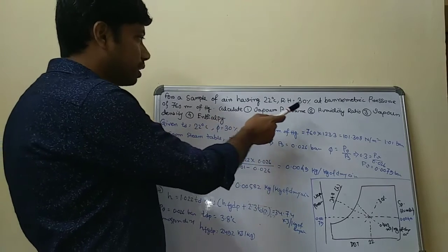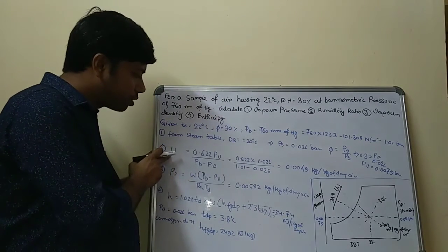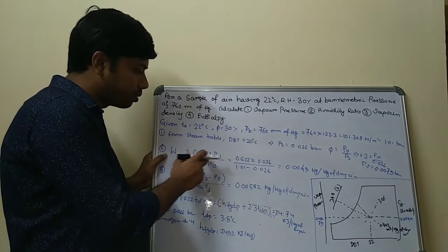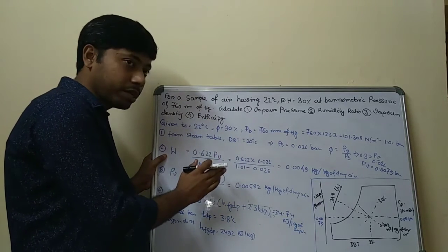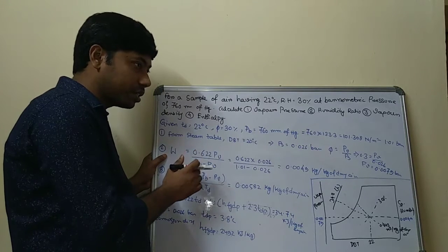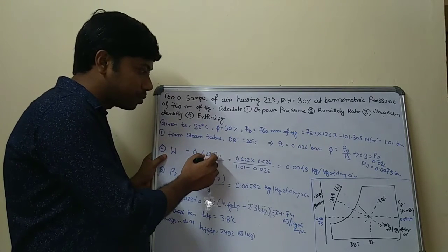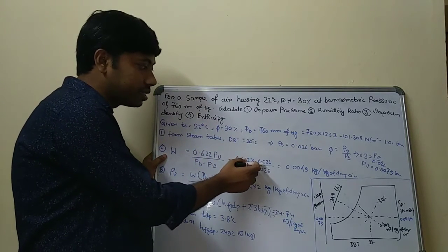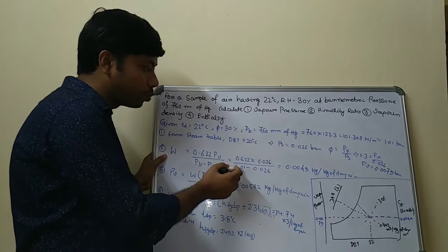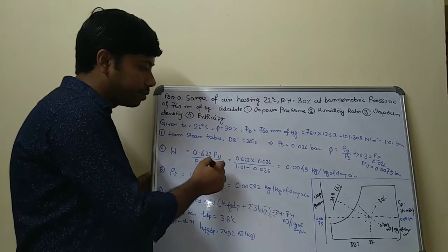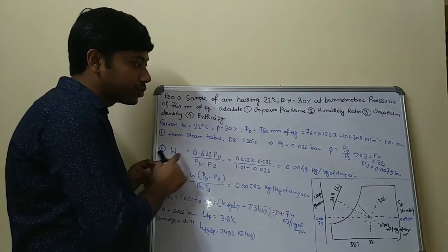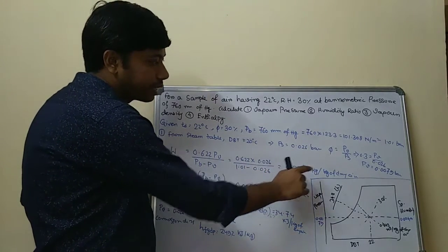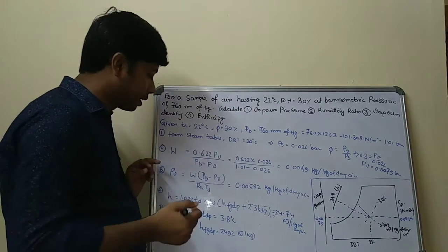The second part of the numerical is the humidity ratio. You know the humidity ratio is W equal to 0.622 PV divided by (PB minus PV), where PV is the water vapor pressure and PB is the barometric pressure. Now if you put these values, PB equal to 1.01 bar and PV equal to 0.026, you can calculate the humidity ratio, which will be 0.0049 kg per kg of dry air.